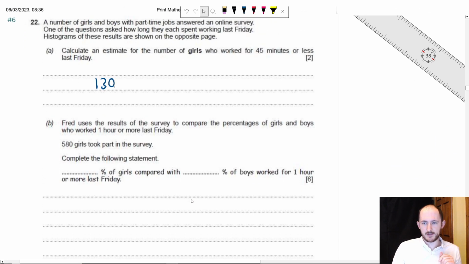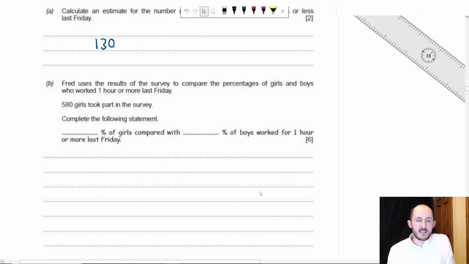Now here is where things are going to get a lot more fun. Fred uses the results of the survey to compare the percentages of girls and boys who worked 1 hour or more last Friday. 580 girls took part in the survey. Complete the following statement: something percentage of girls compared with something percentage of boys worked for 1 hour or more last Friday.